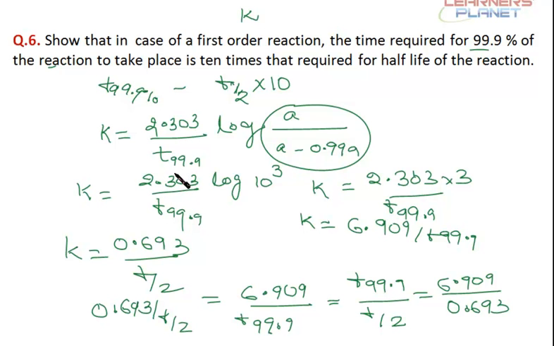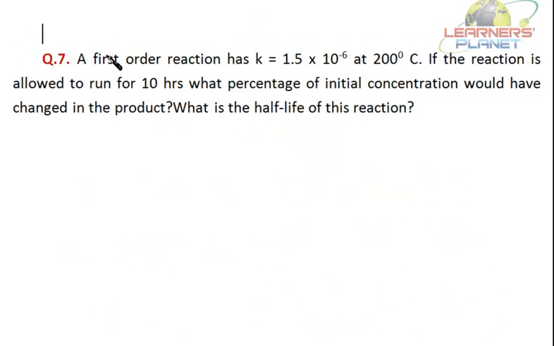Now let's take our next question. Our question is, a first order reaction has K equal to 1.5 into 10 to the power minus 6 at 200 degrees centigrade. If the reaction is allowed to run for 10 hours, what percentage of the initial concentration would have changed into the product? What is the half-life of this reaction?